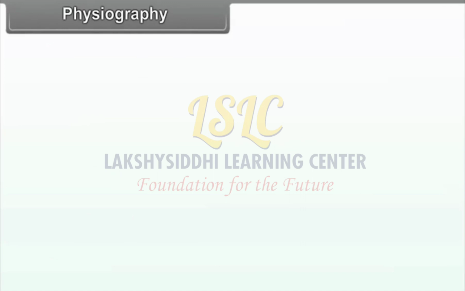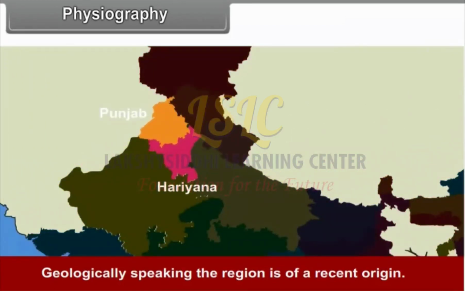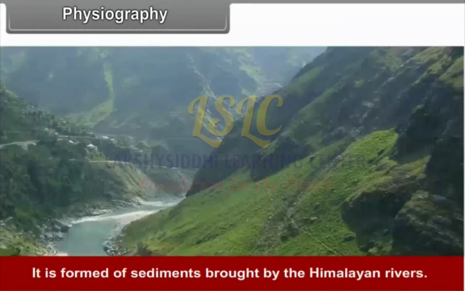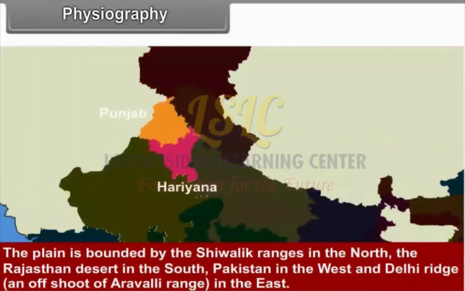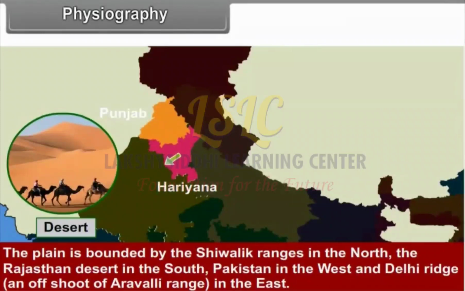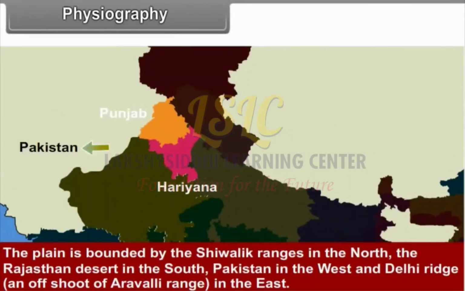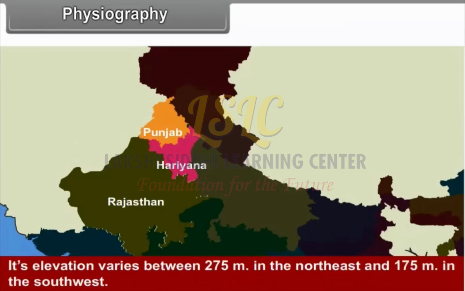4.1 Physiography. Geologically speaking, the region is of recent origin. It is formed of sediments brought by the Himalayan rivers. The plain is bounded by the Shivalik range in the north, the Rajasthan desert in the south, Pakistan in the west, and Delhi Ridge in the east. The region slopes to the south and southwest. Its elevation varies between 275 meters in the northeast and 175 meters in the southwest.